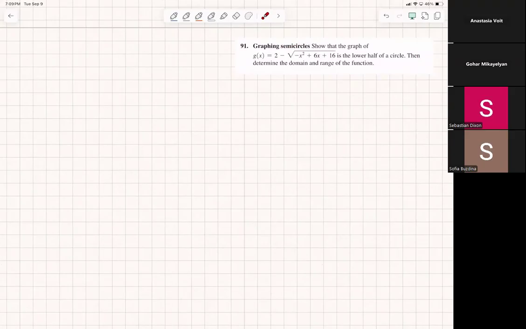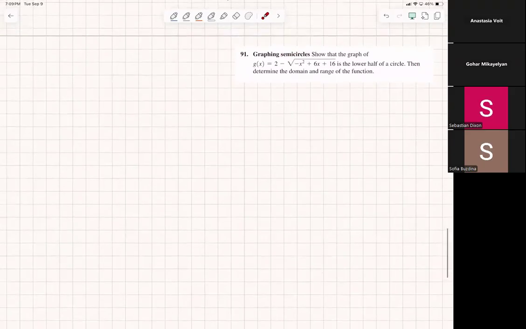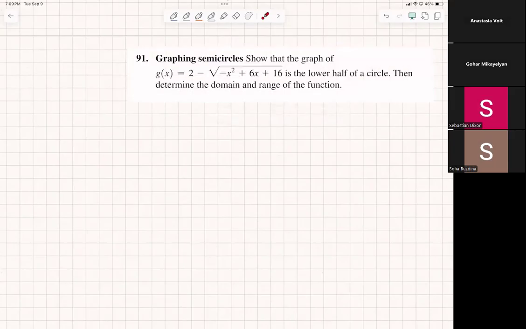This is asking to show the graph is the lower half of the circle and then determine the domain and the range. So in some of the cases, it's easier to find the domain and range by just graphing the function. This way, it might be very complicated and difficult to see what's going on, right? But usually you can bring your function to a form where it's easy to see those transformations, right?